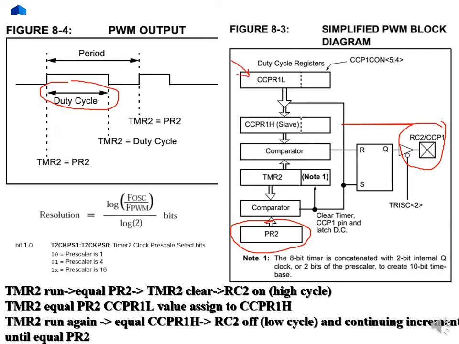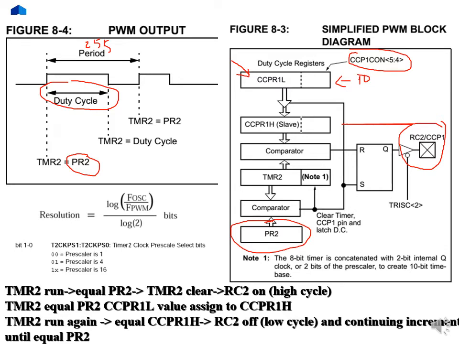So we have to give the value to the CCPR1L register. Remember that the PR2 register is 8-bit, so the maximum is 255 here. But the duty cycle value here is 10-bit, because it has 8 bits from CCPR1L and 2 bits from CCP1CON bits 5 and 4. So this is a 10-bit value.